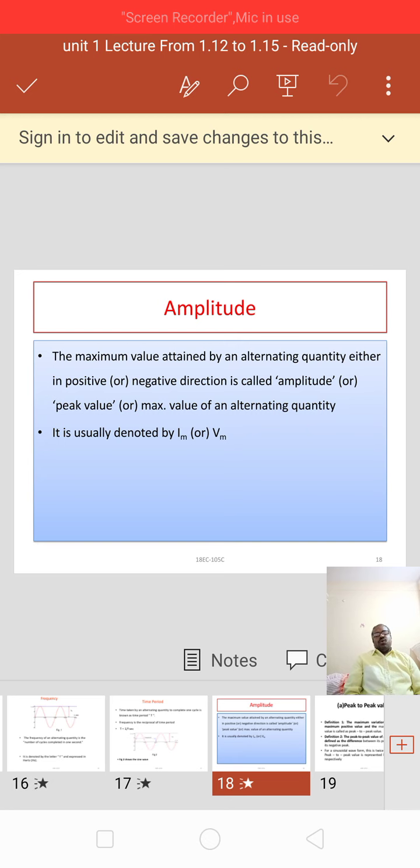It is also known as the maximum value of current, and also the maximum value of voltage. For the maximum value of voltage, it is termed as Vm. For the maximum value of current, it is termed as Im.